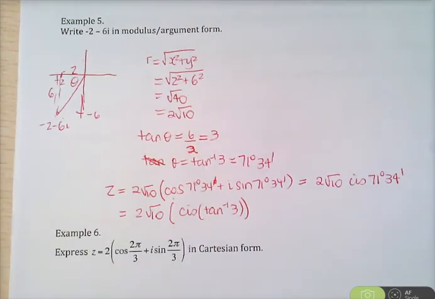For 6, to express this complex number here in Cartesian form, it'll just be basically the opposite of what we did up in example 5.